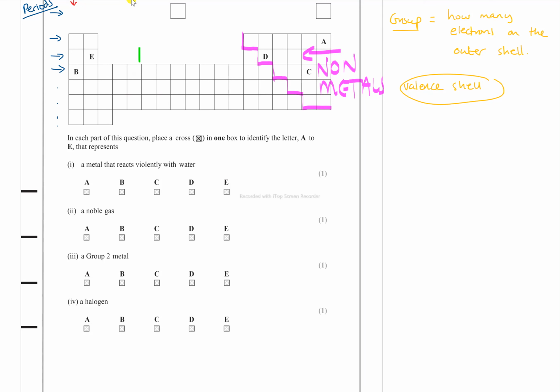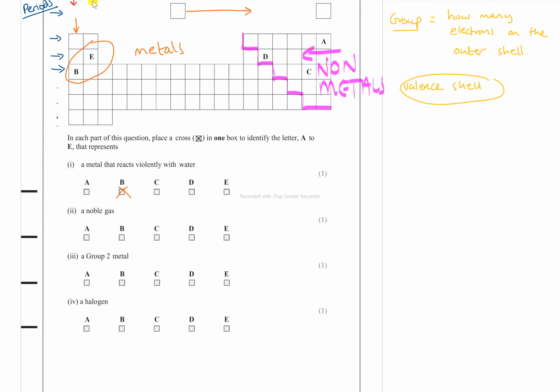Right. These are metals. That will go over there. That'll be a non-metal. Hydrogen and helium. Right, metal reacts violently with water. So it's going to be one of these two. And I know group 1 metals, as they go down, become more reactive, so it'll be B. A noble gas.